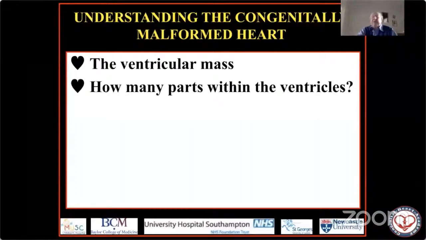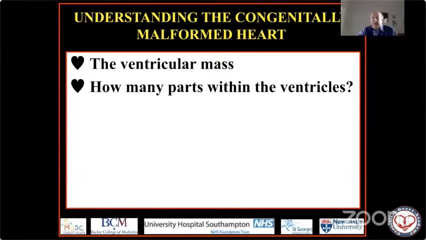Arguably, you could consider the veno-atrial connections as a different segment, but we don't think that's the best way to do things. We simply describe what is going on in terms of veno-atrial connections, and if they are abnormal, we think of those as associated malformations.